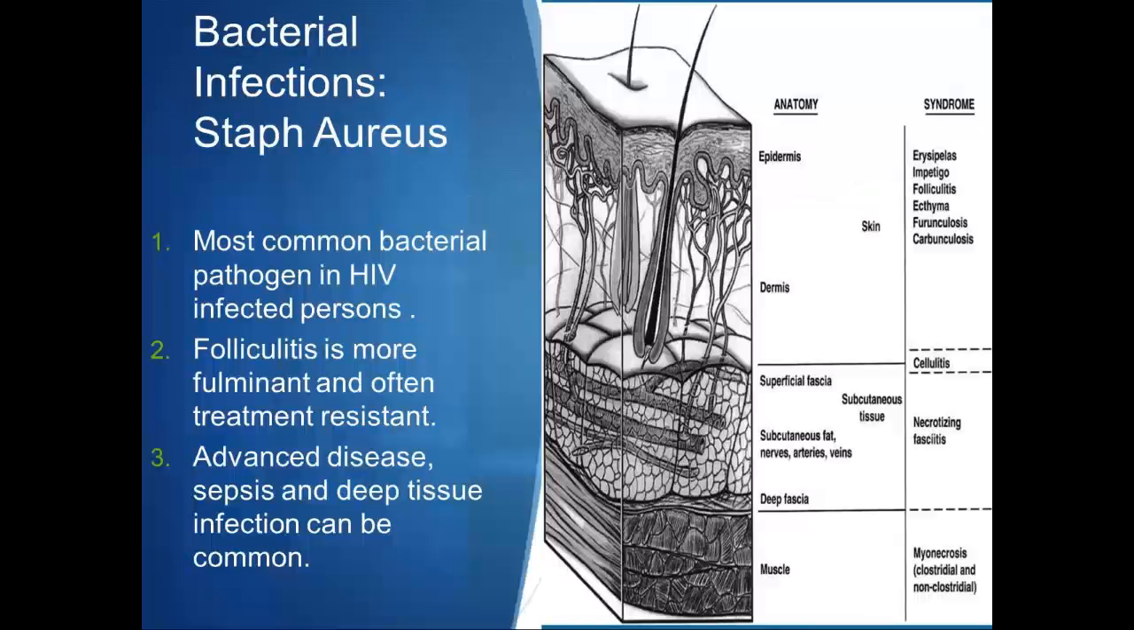Moving on to the bacterial infections. In HIV patients, the most common bacterial pathogen is Staph aureus, with increasing concern now about MRSA. They usually get a lot of folliculitis, furuncles, carbuncles, and they are more predisposed to disseminated, deep-seated infections and sepsis because of that.